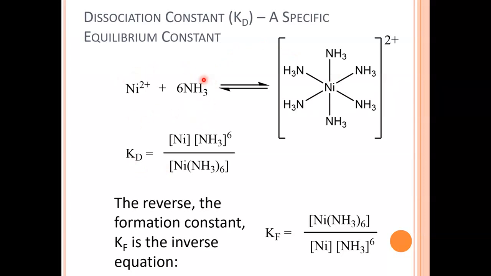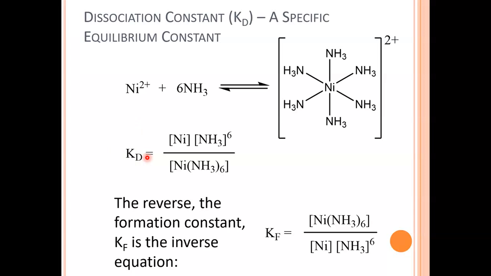If we wanted to know the formation constant, which is whereby this comes together to form this, all we need to do is swap the top with the bottom, and that would give us our constant of formation. But KD, that's generally all I'm going to be talking about. This is the constant of dissociation.